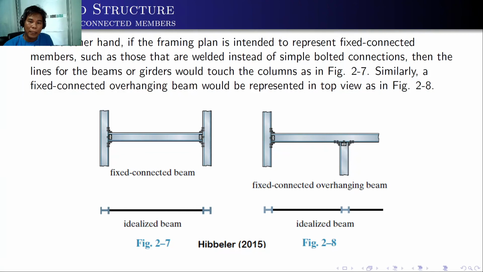On the other hand, if the framing plan is intended to represent fixed connected members, such as those that are welded, instead of simple bolted connections, then the lines for the beams or girders would touch the column. So as shown in the figures below, for a fixed connected beam, you will have the column, the I column, and then you can connect the idealized beam. So there will be no further gap between the column and the beam because we represent this to be rigidly connected. Aside from that, we can have a fixed connected overhanging beam representing this diagram. As you can see, the cantilever portion is also connected to the column.